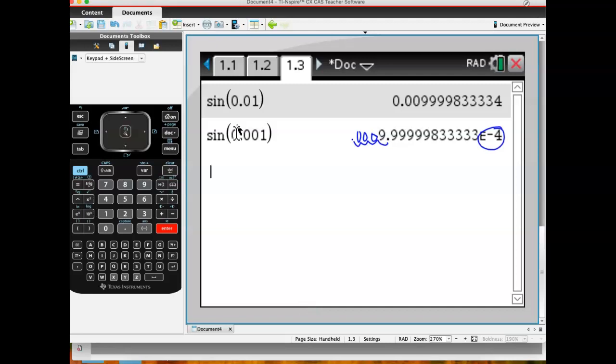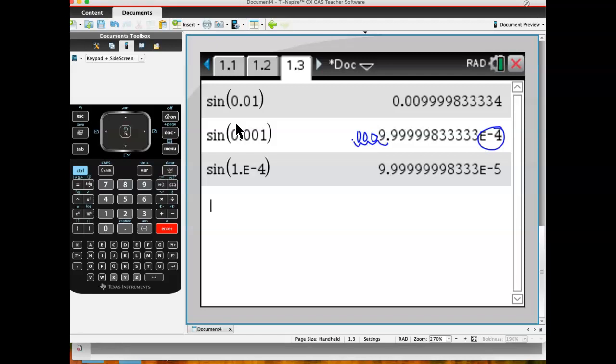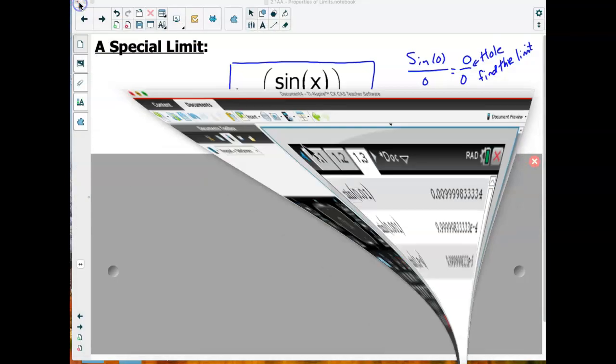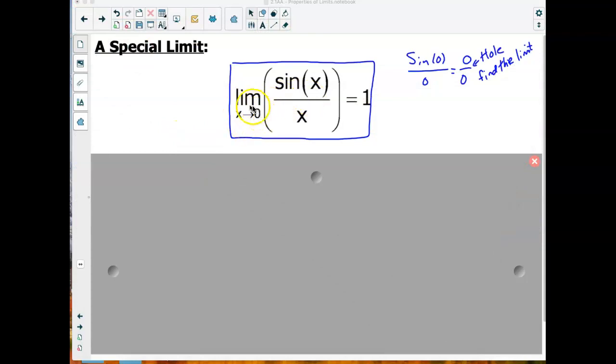The closer and closer I get, the closer and closer those numbers get to each other. Sooner or later, it's going to round to the exact same thing. Well, what does that have to do with it? Why am I pointing that out? Because as I'm going to 0, the sine of x, as long as this is a really small number, is virtually going to output x. It's going to output the same thing.